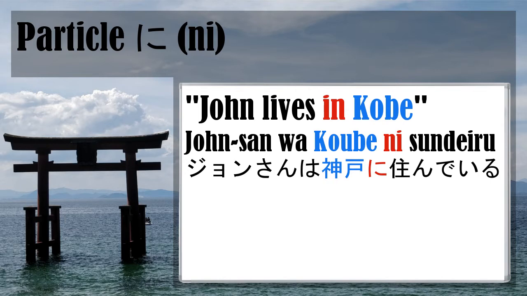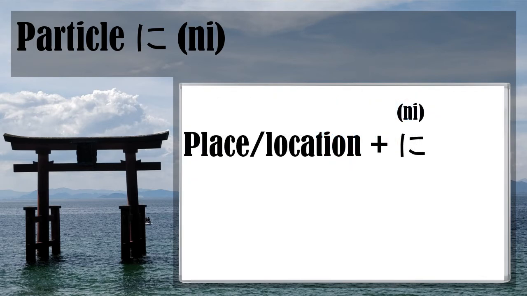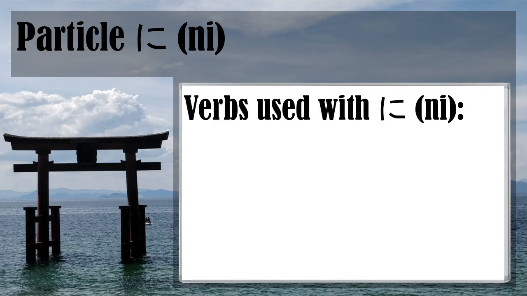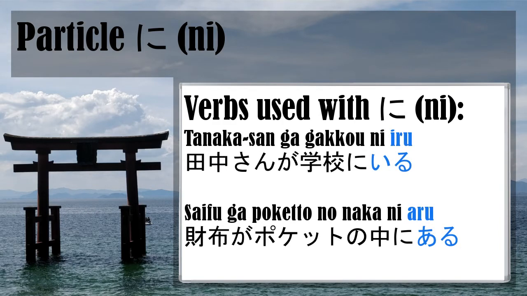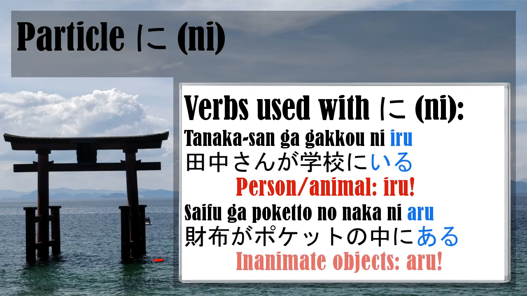As you can see, the places, in this case, the school, the pocket, or Kobe, are directly followed by the particle ni, indicating where Tanaka or where the wallet is, for example. Did you also catch the different verbs used at the end of the first two sentences? Basically, when a living thing, like a human or an animal, is the subject, like Tanaka in this case, you have to use the verb iru, which basically means to exist or to be somewhere. And inanimate objects, like the wallet, cannot go with the verb iru, but you have to use the verb aru instead, which means to exist.